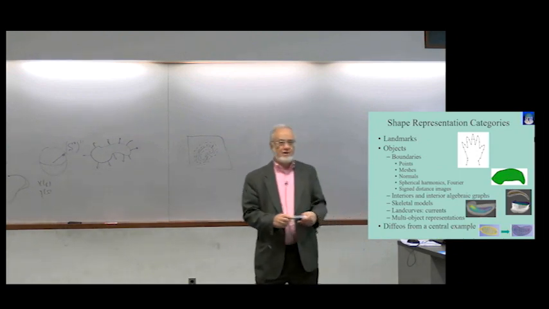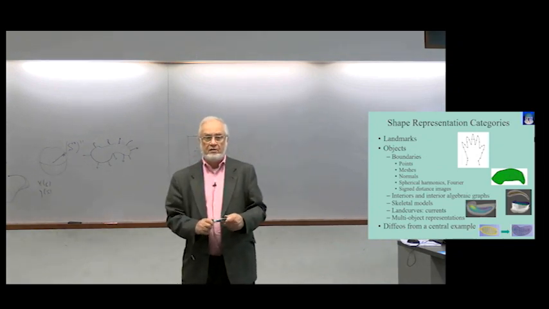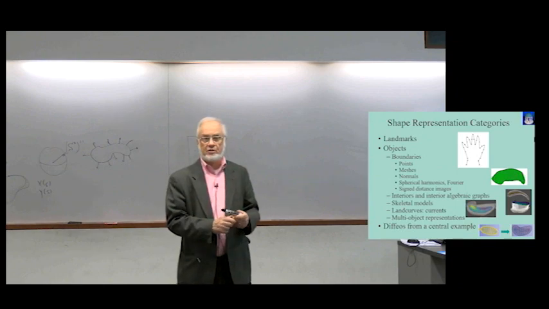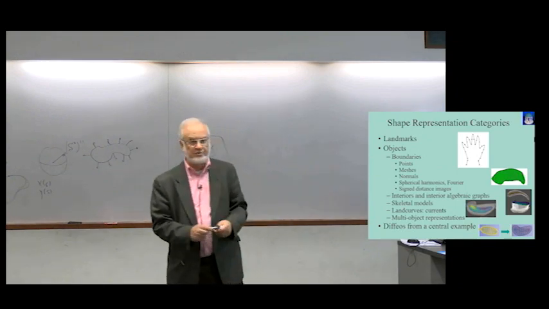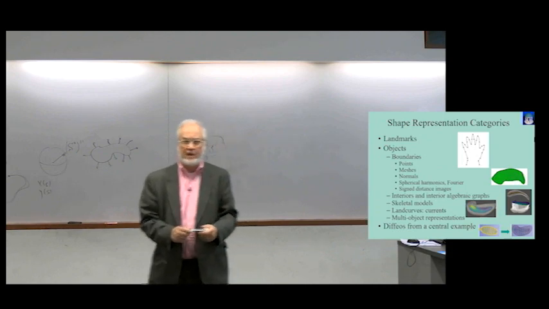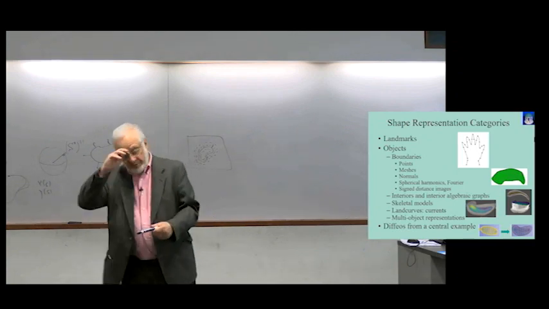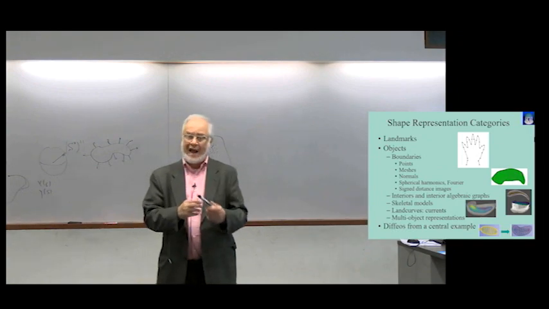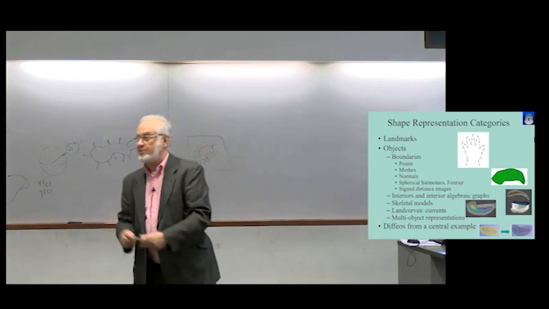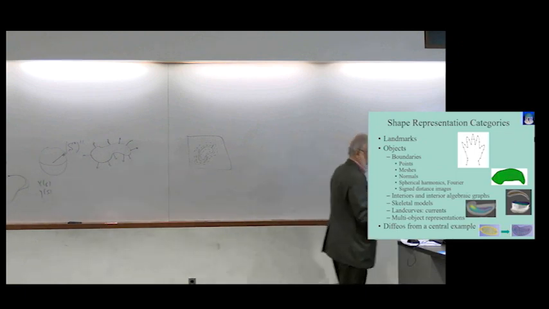And then there is this very, very popular means of representing shape: diffeomorphisms from a central example. I've used this as an example here, the ellipsoid to an object, but it need not be an ellipsoid. If you have a notion of a mean hippocampus, you can take a mean hippocampus and talk about how to deform it into this particular person's hippocampus. And then the representation is the diffeomorphism.